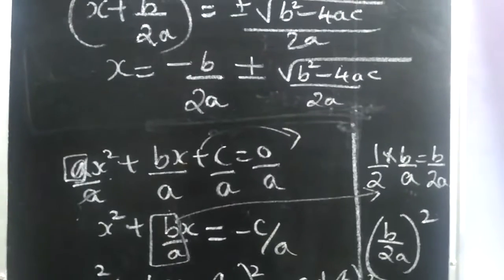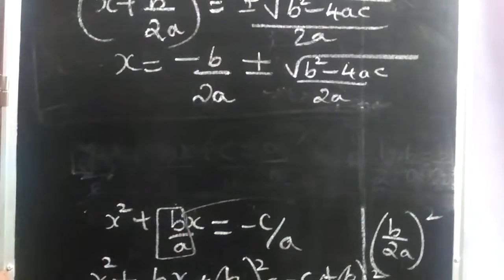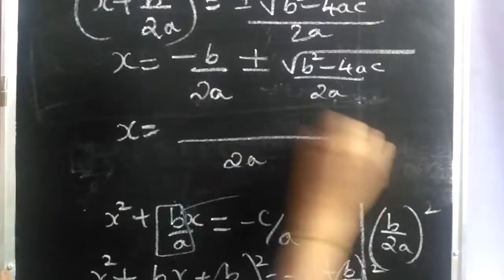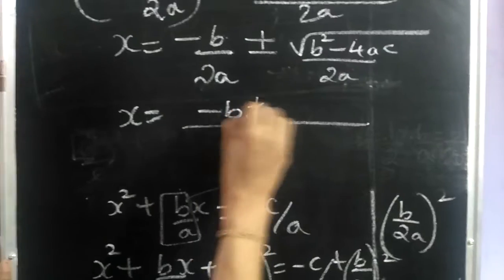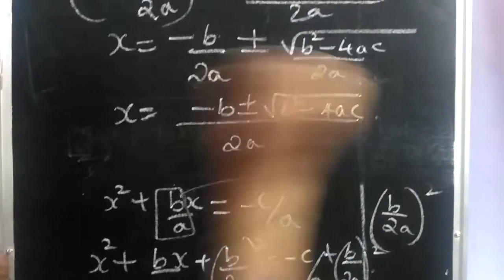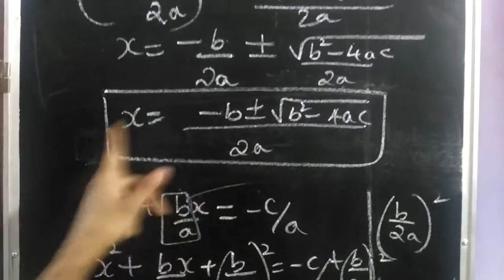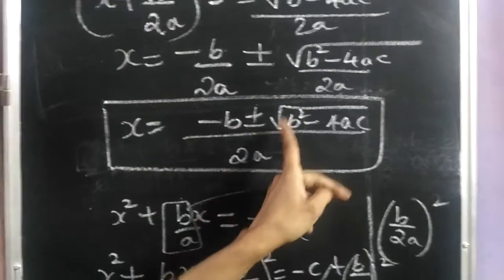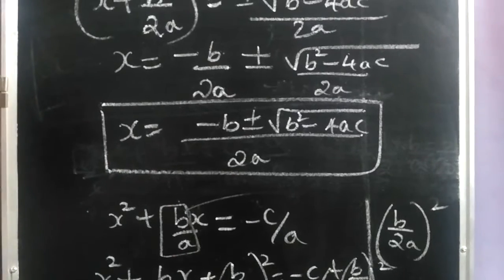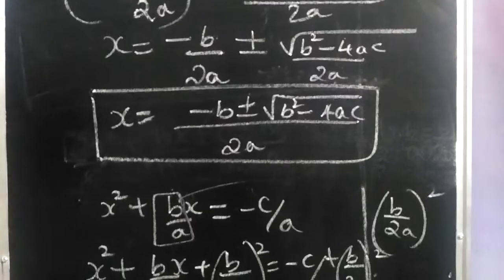Now what is the LCM, children? x is equal to, the LCM is 2a. Here minus b plus or minus square root of b square minus 4ac. This is your formula, right? So x is equal to minus b plus or minus root of b square minus 4ac by 2a. Did you understand? You can try to solve it once again. It is nothing but completing the square.